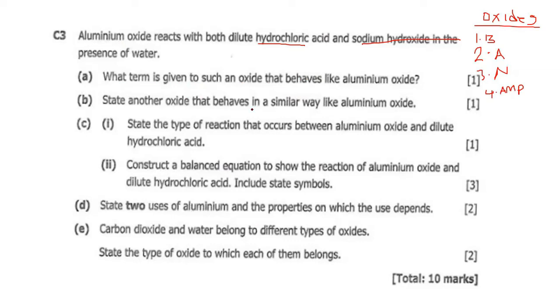State another oxide that behaves in a similar way like aluminium oxide. So we have also mentioned that one. Then state the type of a reaction that occurs between aluminium oxide and dilute hydrochloric acid. So the type of a reaction here is actually a neutralization reaction in which water and a salt only are produced. So you'll see how we are going to construct a balanced chemical equation very soon. Okay, so let's construct a balance. So here we are saying the first answer was amphoteric oxides.